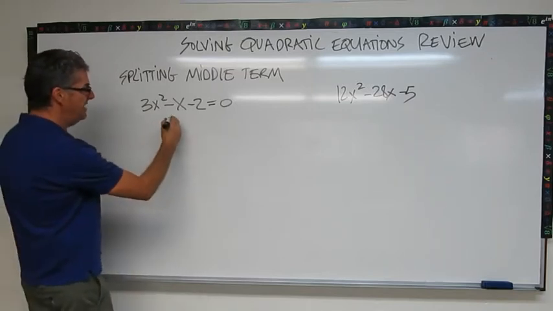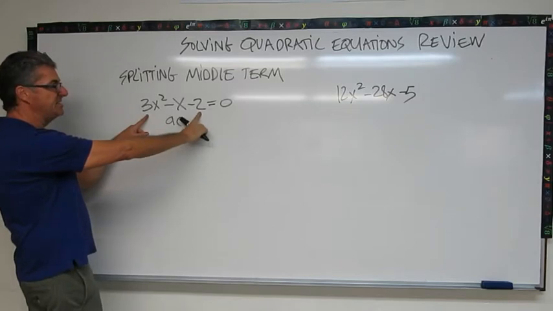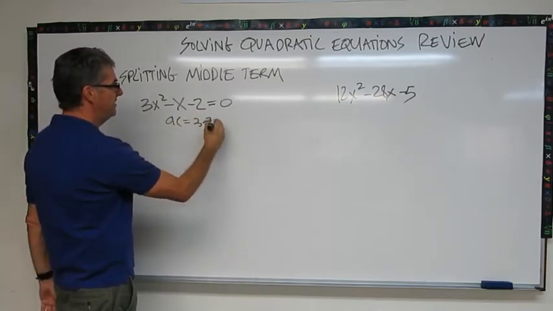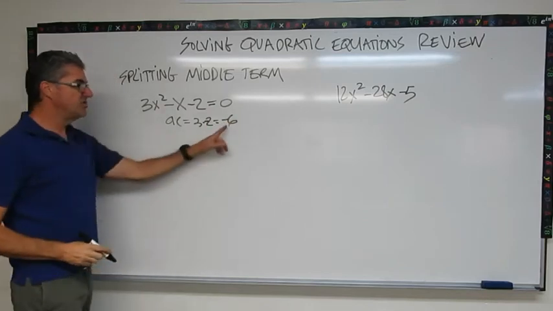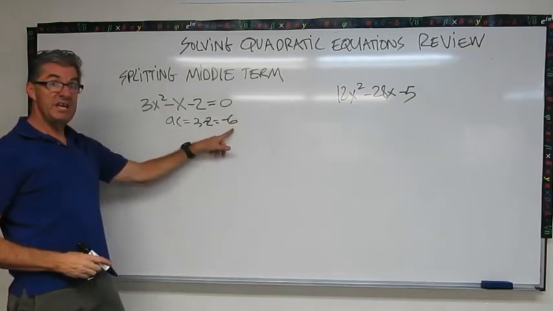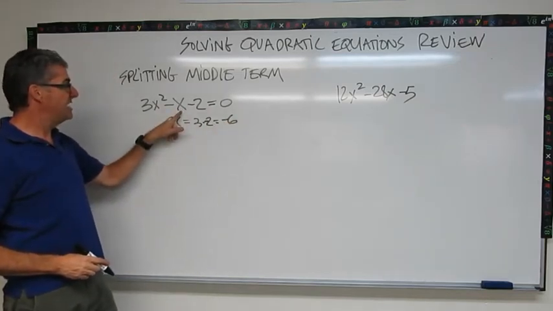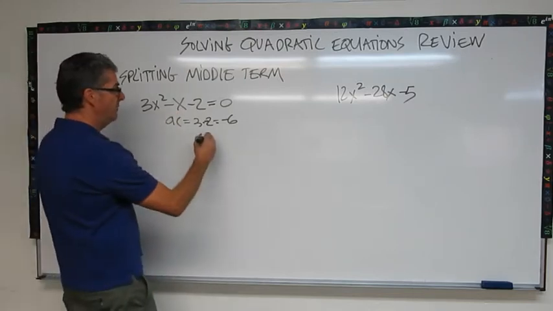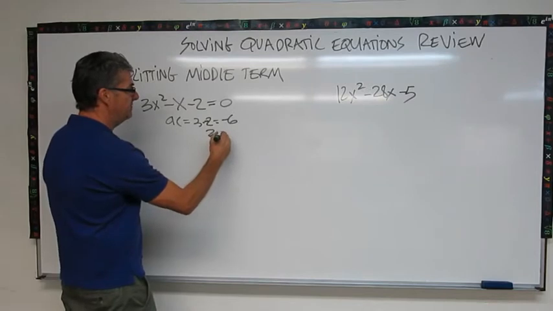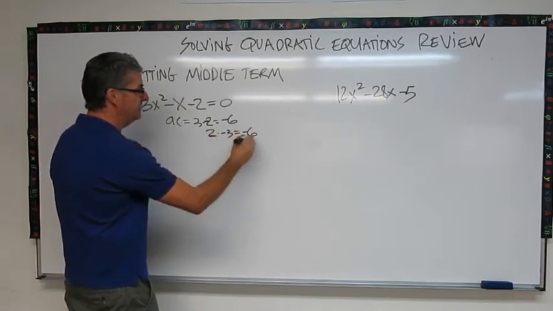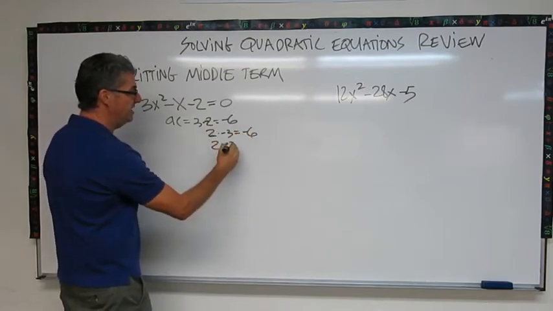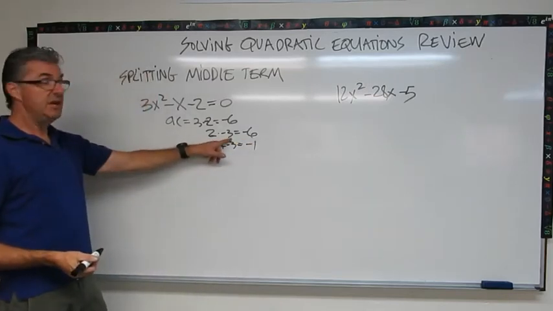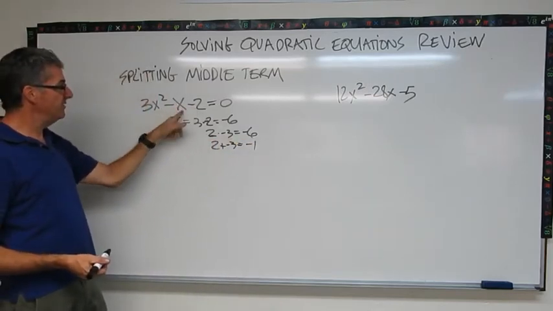So AC, remember I multiply my A and my C. That's going to be 3 times negative 2. That's negative 6. Now I want two numbers that multiply to negative 6 that add up to -1. And what would those be? Those would be positive 2 times -3. That's -6. 2 plus -3 is -1. So 2 and -3 are how I'm going to split my middle term.